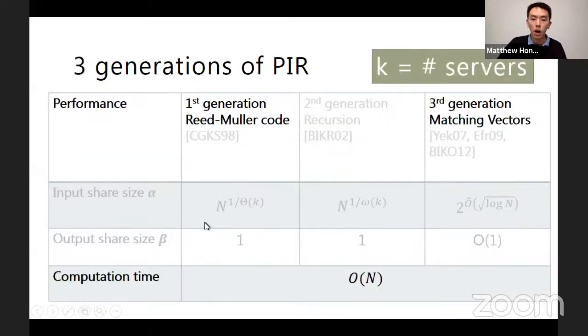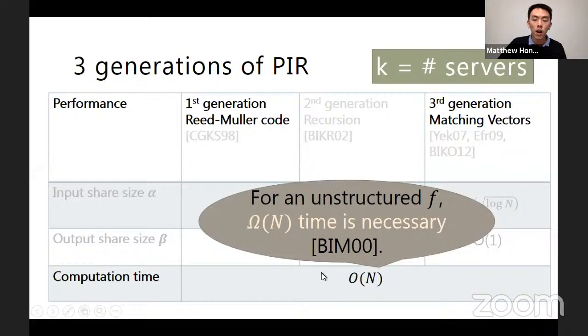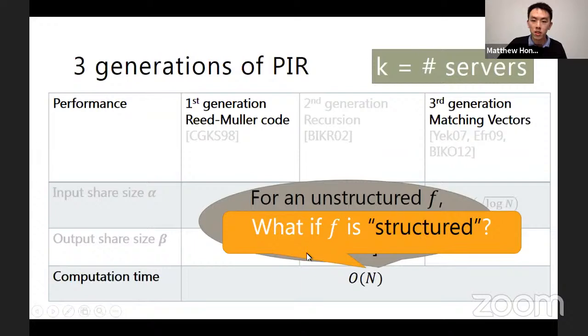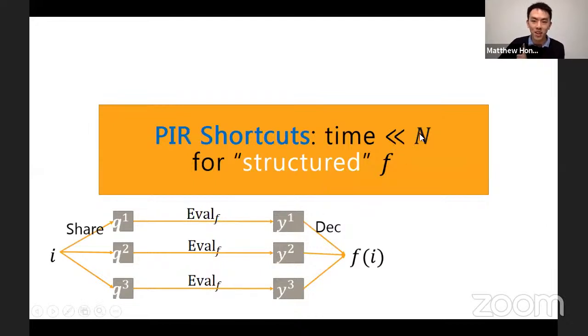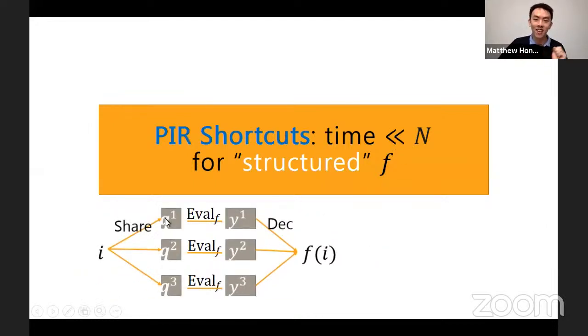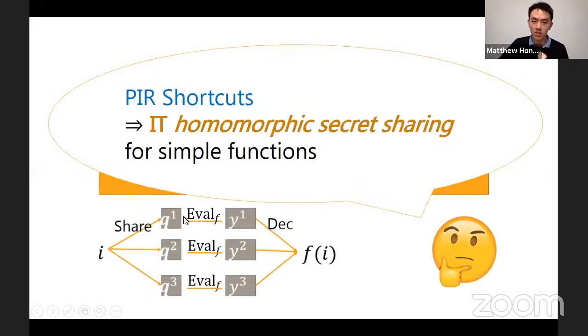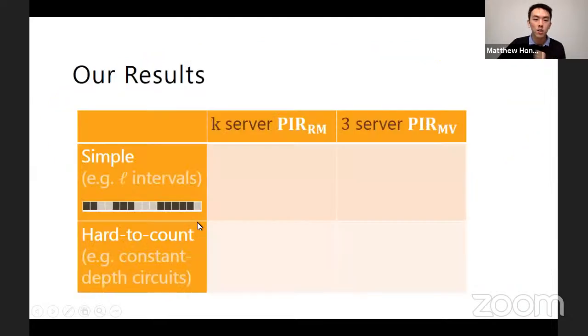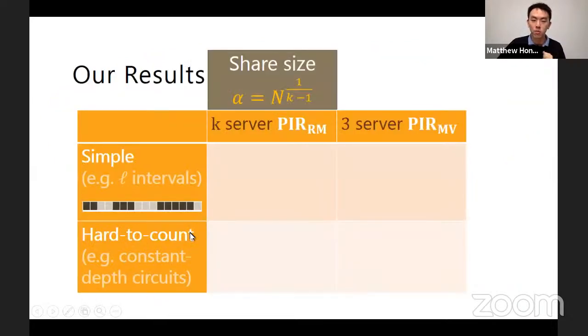But the bottleneck of this approach is that the local computation is always linear in the size of the truth table in the PIR protocols. It can be shown that this is also intrinsic for random databases. So what if the database is structured in some sense, say they come from simple functions? If we can obtain PIR shortcuts that run in a much better time for a structured database like this, then this will imply IT homomorphic secret sharing schemes with faster evaluation time. So we carry out this plan and show that in the first generation, we rule out a PIR where the share size is sublinear in the database size. We can construct shortcuts for simple but useful function families, including, for example, union of L intervals.